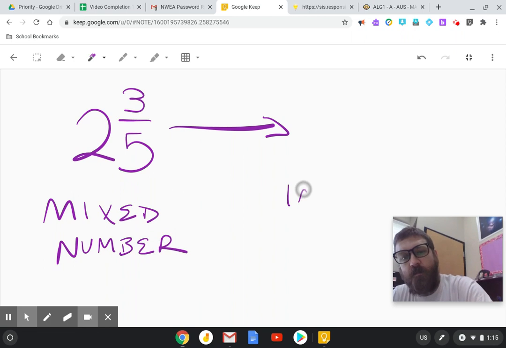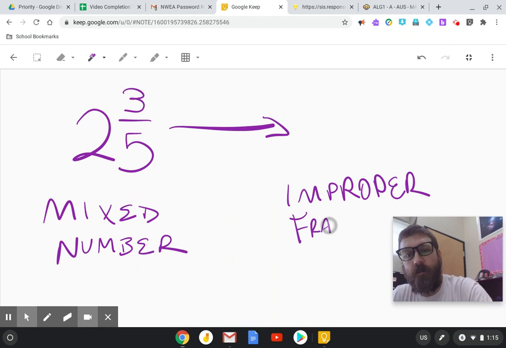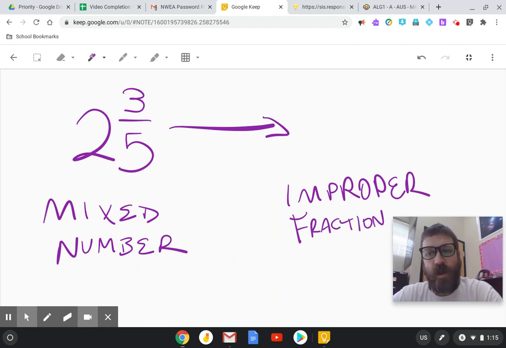into an improper fraction. So that's what we're going to be doing here. An improper fraction is when the number in the numerator or the top of the fraction is actually bigger than the number in the denominator.